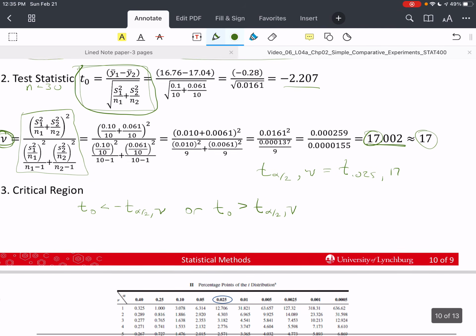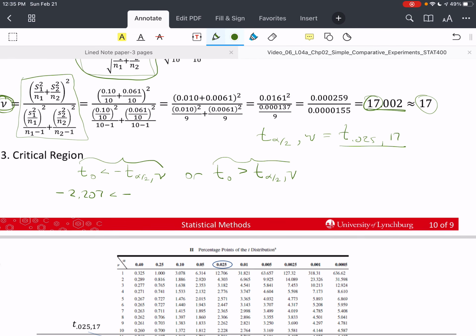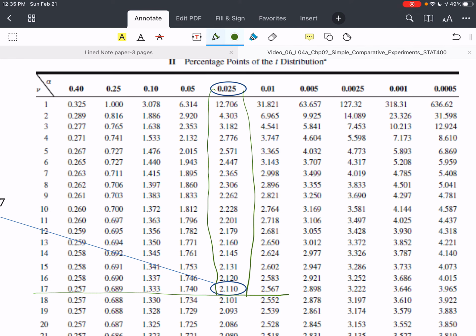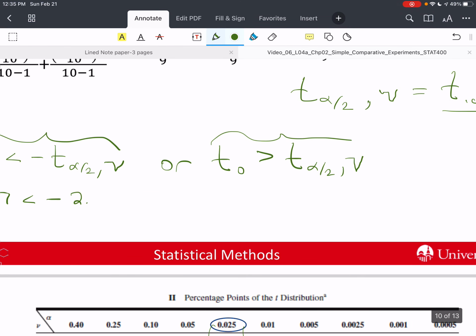So again, I have a negative for my test statistic, so I only need to look at this half of the criteria. This half doesn't make any sense because t naught is negative. So I have negative 2.207 is less than negative. Please don't forget your negatives. And I need to find t of 0.025, 17. So again, 0.025, but now I'm on the degrees of freedom line for 17. And where these intersect is 2.110. So this is going to be negative 2.110.